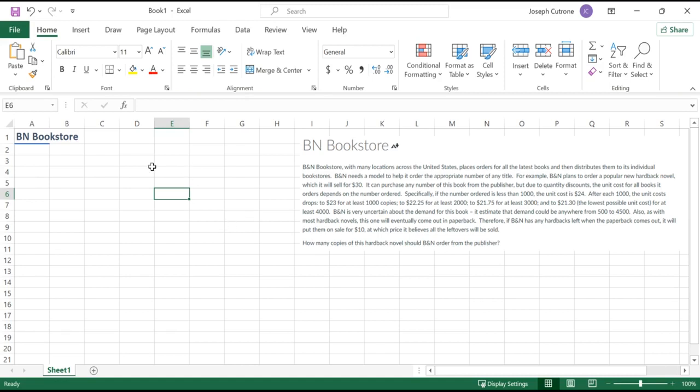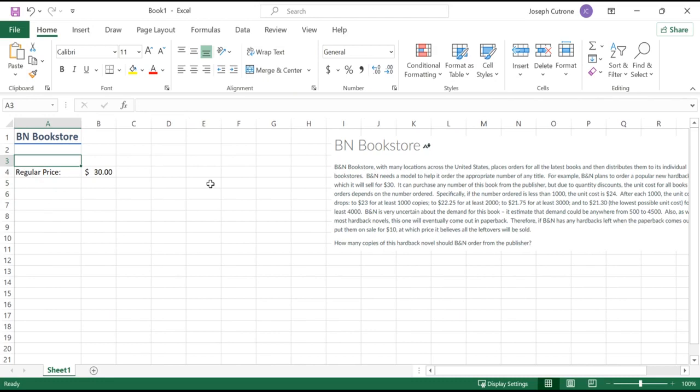So let's take the $30, and this is going to be our regular price of the book. So we'll put that on the model. And then we have this order. We need to know how many to order. Some way, somehow we have an order. I'll play around with this number. This number is a little bit of the unknown. We'll color that green.